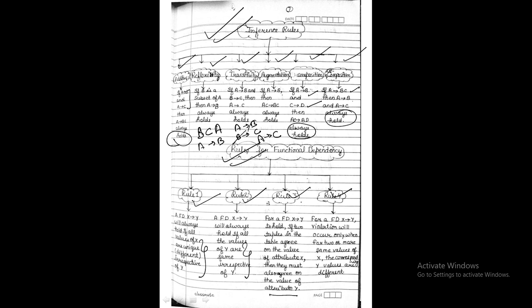Means here we take the combination. And Rule 4, for functional dependency X implies Y, violations will occur only when for two or more same values of X, the corresponding values of Y are different. For example, for X implies Y, we take here 1, 2 and here 1, 3. You can see here Y's values are different for the same value 1. So this is a violation.